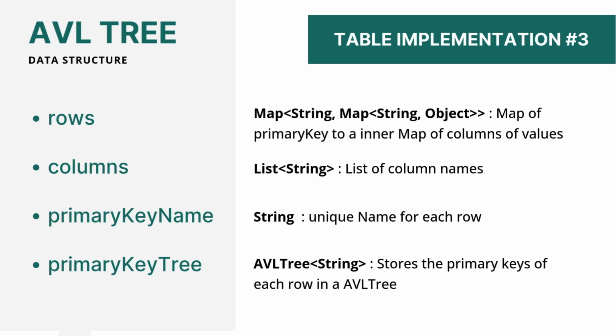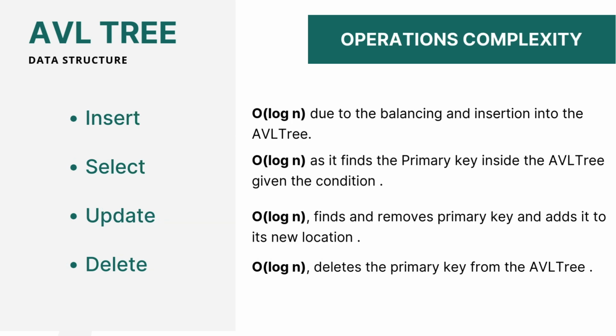Next will be the AVL tree. So our AVL tree consists of rows, columns, primary key name, and primary key tree. Rows will be a map of primary key to an inner map of columns to values. Columns will be a list of column names. Primary key name will be the unique name for each row, as well as primary key tree, which stores the primary keys of each row in an AVL tree.